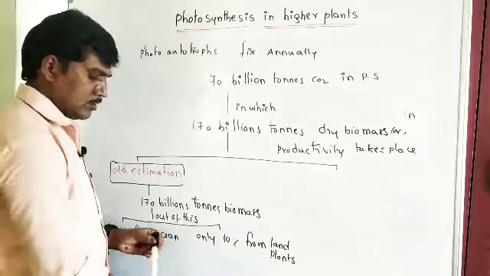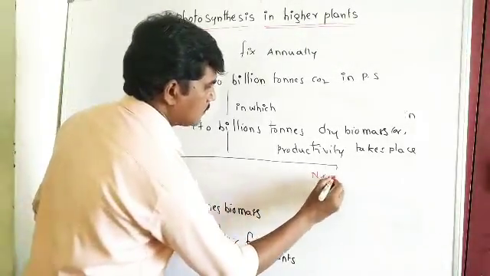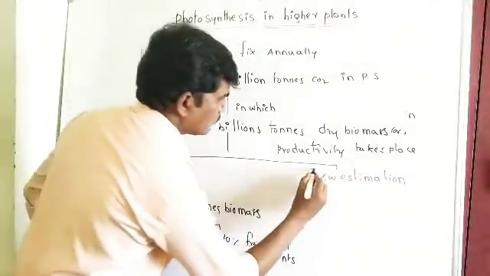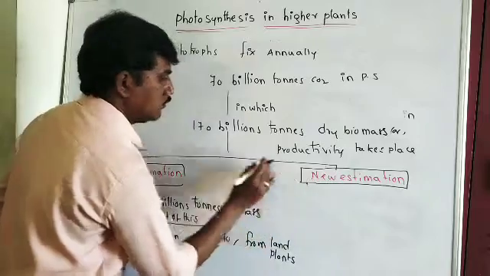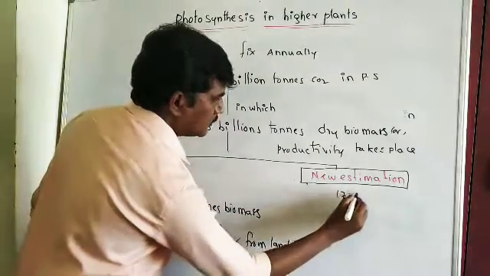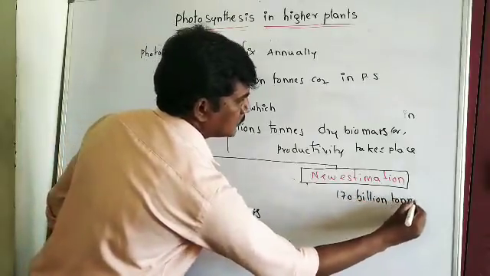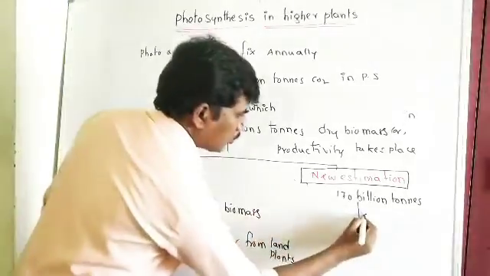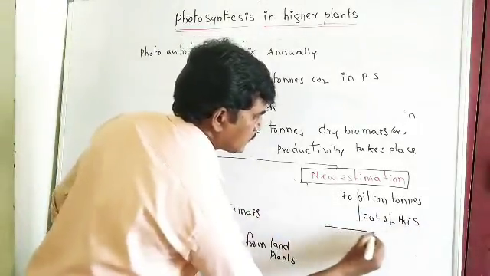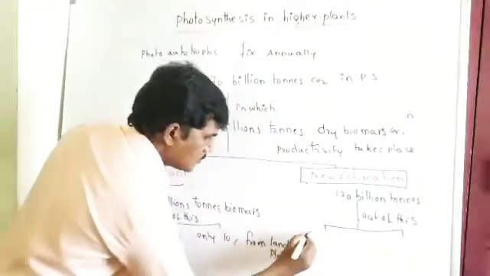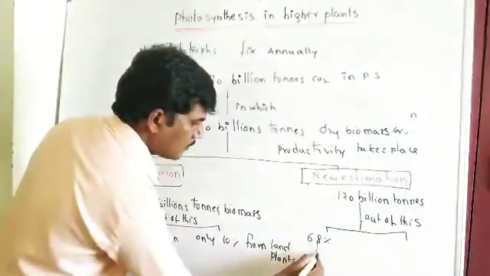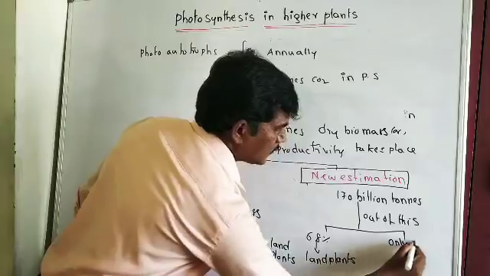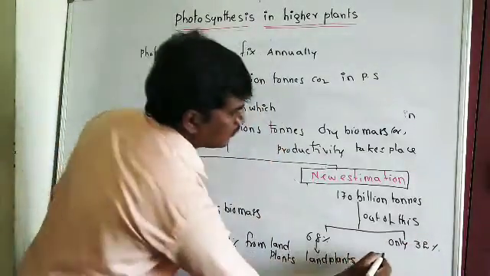As per the new estimation, it's very important. As per the new estimation, means 170 billion tons of biomass is formed from the 70 billion tons of carbon dioxide during photosynthesis. Out of this, very important, 68% of the biomass is derived from the land plants and only 32% of biomass is derived from the ocean.